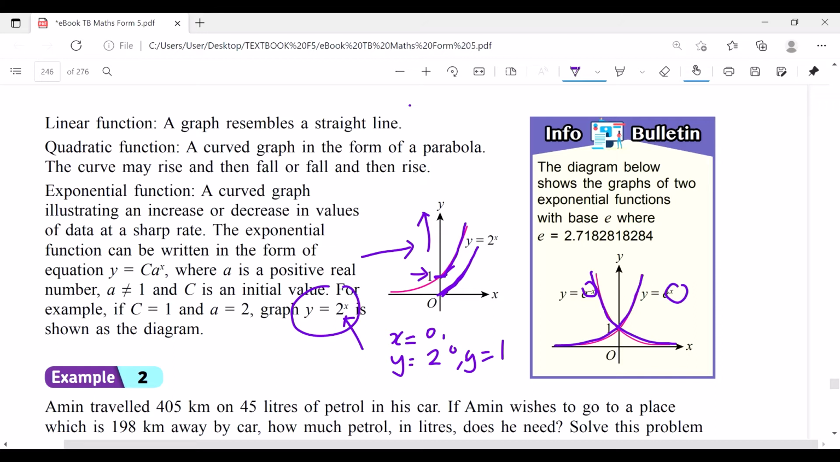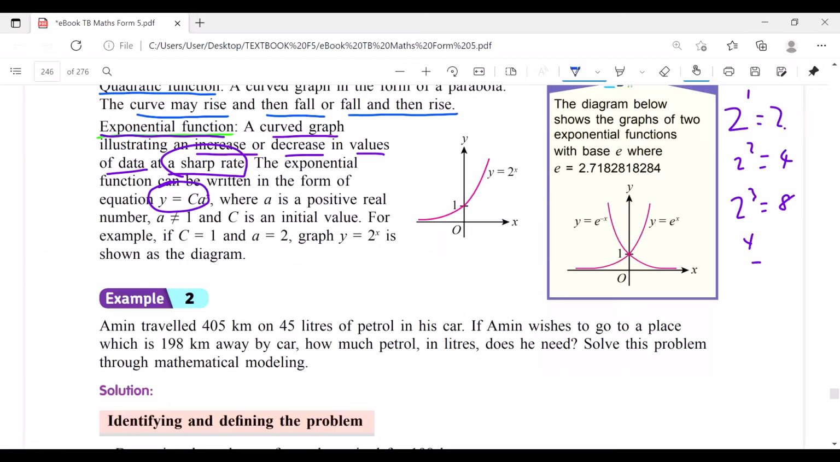Look at example 2. Amin travels 405 kilometers on 45 liters of petrol in his car. If Amin wishes to go to a place which is 198 kilometers away by car, how much petrol in liters does he need? Solve this problem through mathematical modeling. So, you have to use all the components.